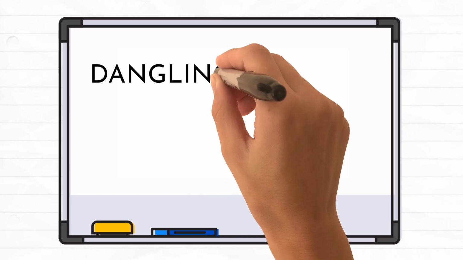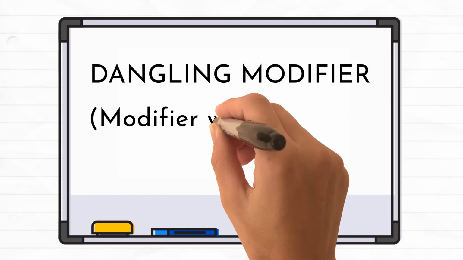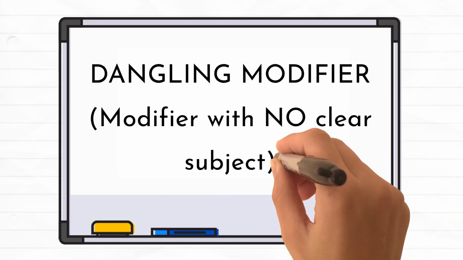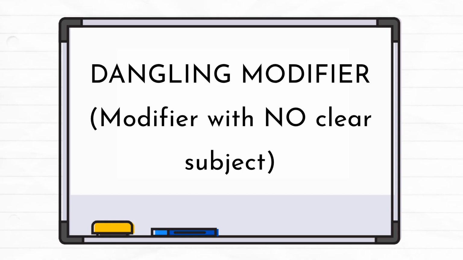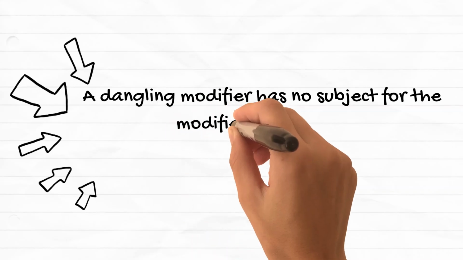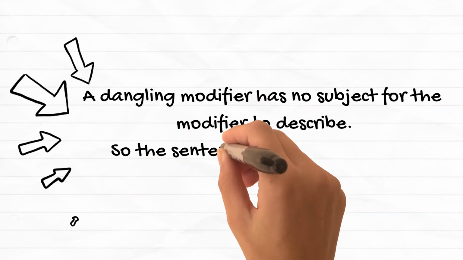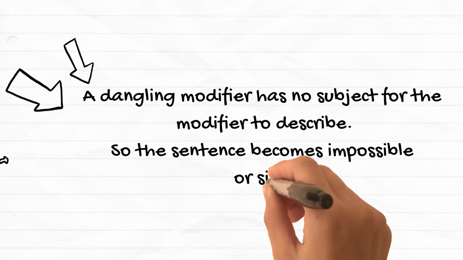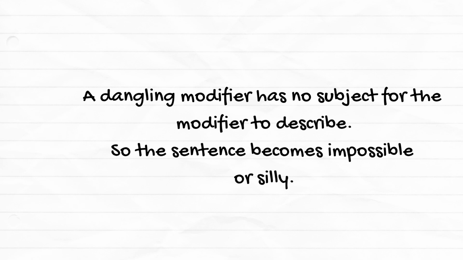Now, let's understand dangling modifier, which means modifier with no clear subject. A dangling modifier has no subject for the modifier to describe, so the sentence becomes impossible or silly.